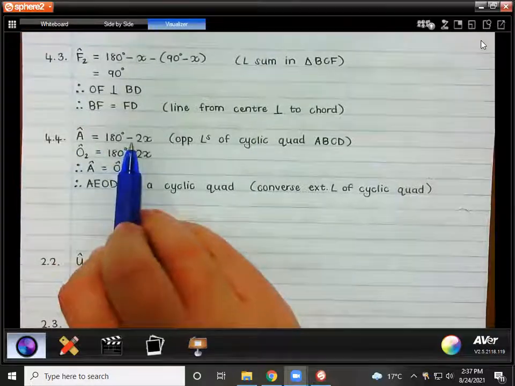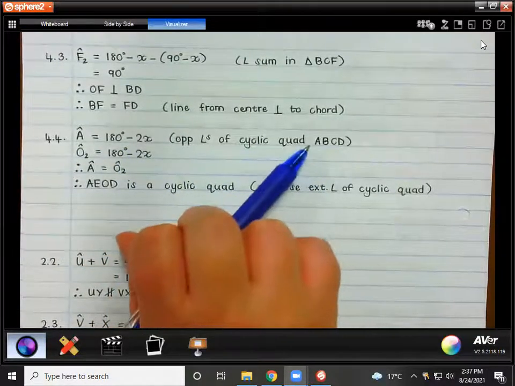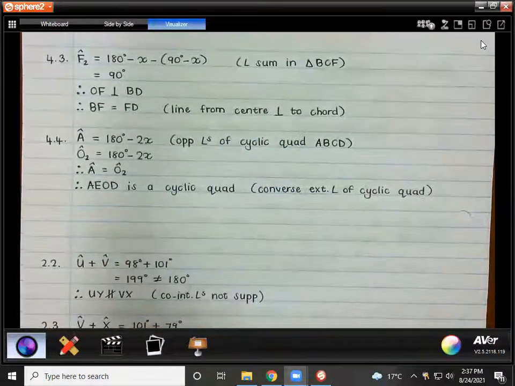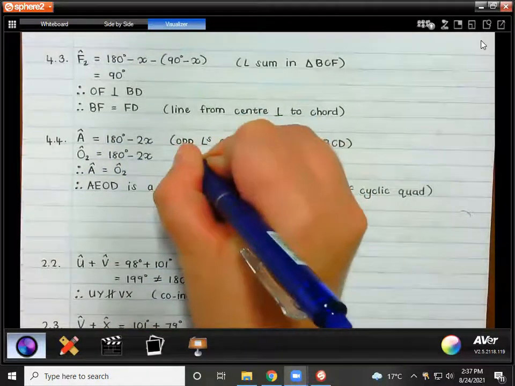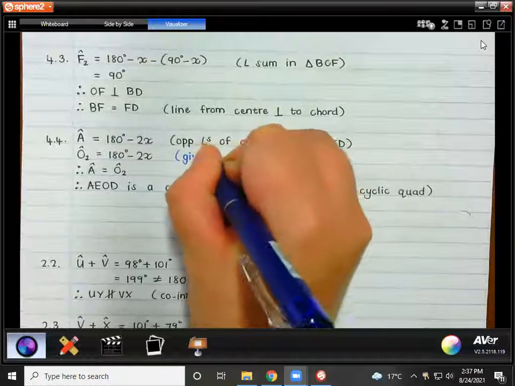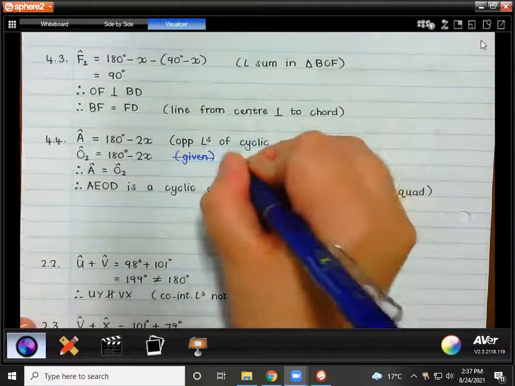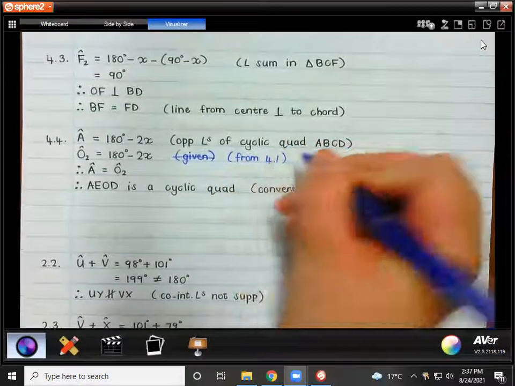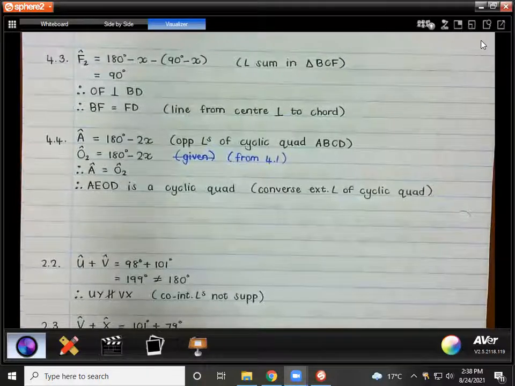I said A is 180 minus 2x, opposite angles of cyclic quad A, B, C, D. Again, you don't have to write the name there. I just do it to keep track of what I'm working with. And it was already given that O2 is 180 minus 2x. You didn't actually have to write this down. Okay, well, it wasn't actually given. We found it previously. Let me rather write that. This was from 4.1. Or you can say proven above, or you don't even have to write it at all. It's fine. We've written it before.